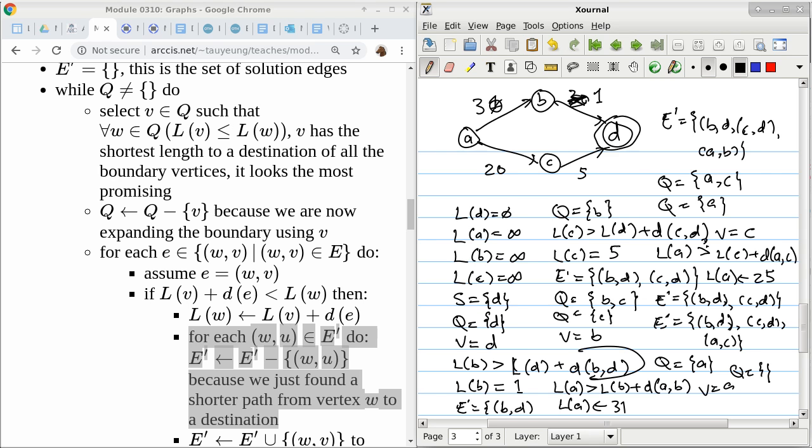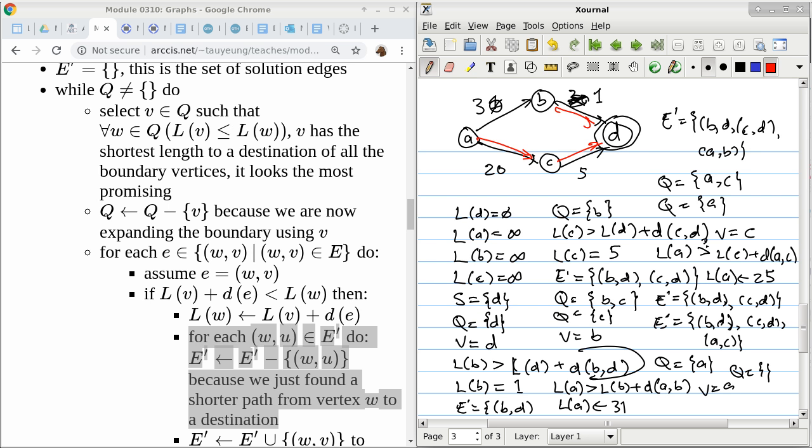We go back to the outer loop and we ask that question again. Is Q empty? Yep, it is empty. Time to quit. So what we end up with here is E prime being BD, CD, and AC. So I'm going to pick a different color to highlight here what edges remain in the set of E prime. So we have BD, okay. BD is still here. CD is still here. And then we have AC here. Okay? So the red edges are representing the solution of applying Dijkstra's algorithm.